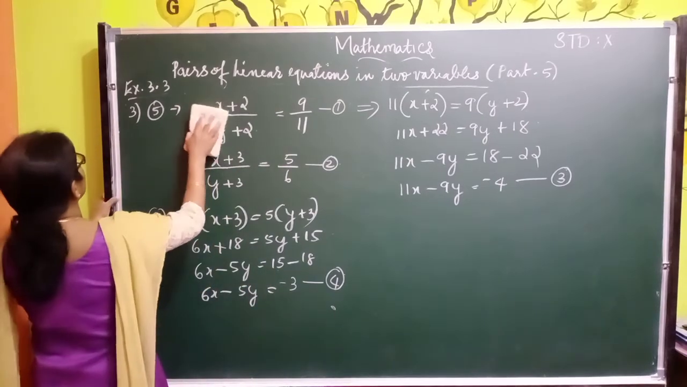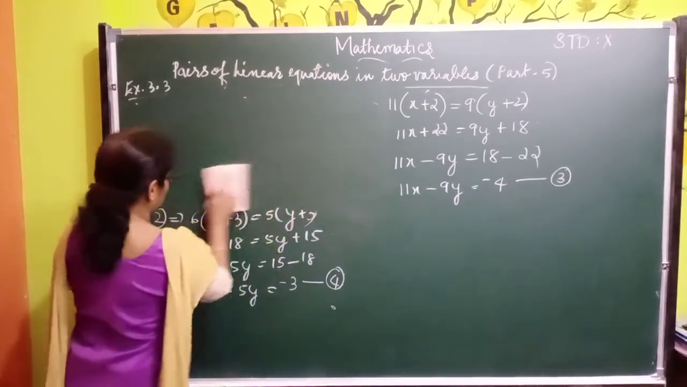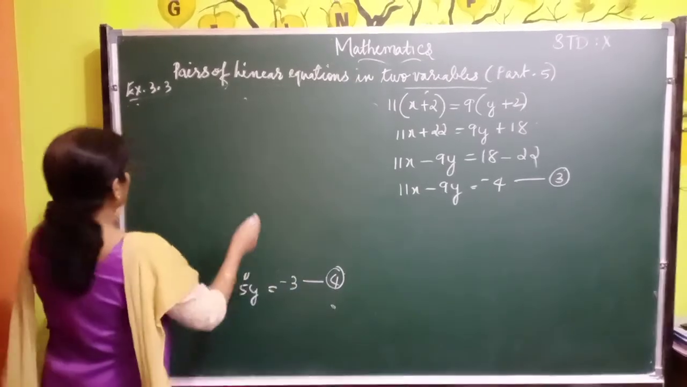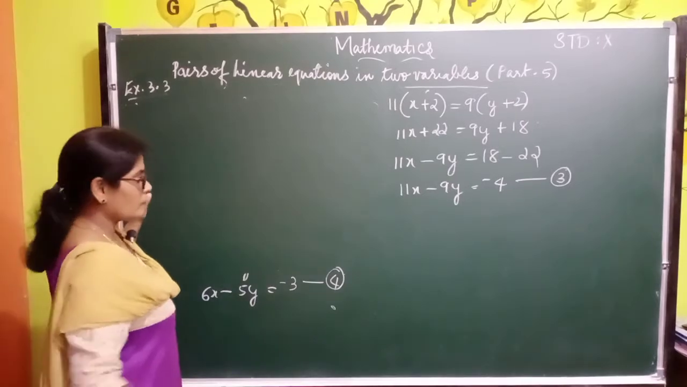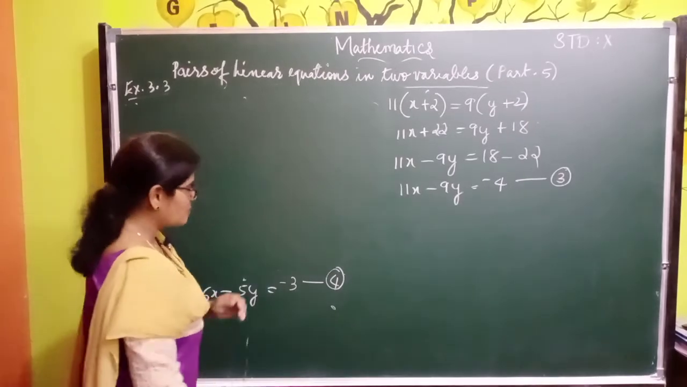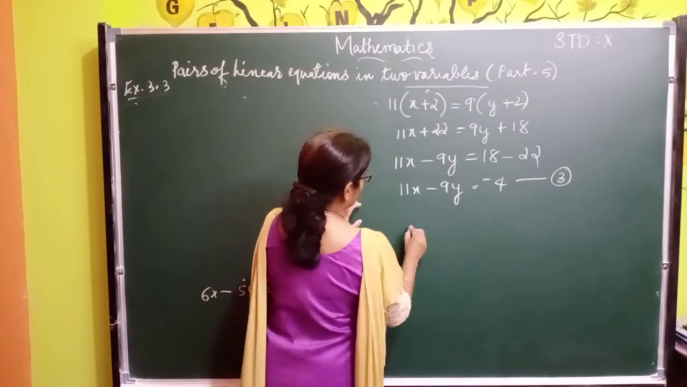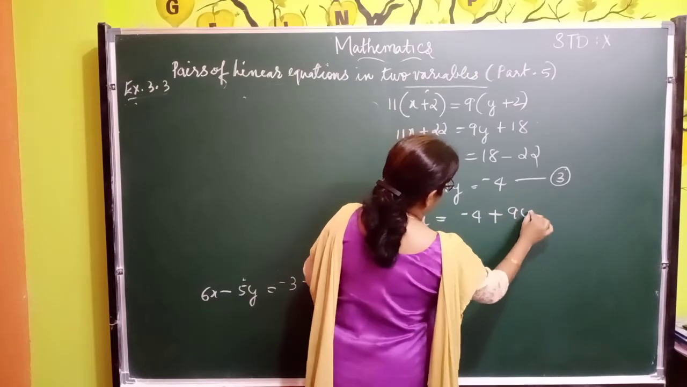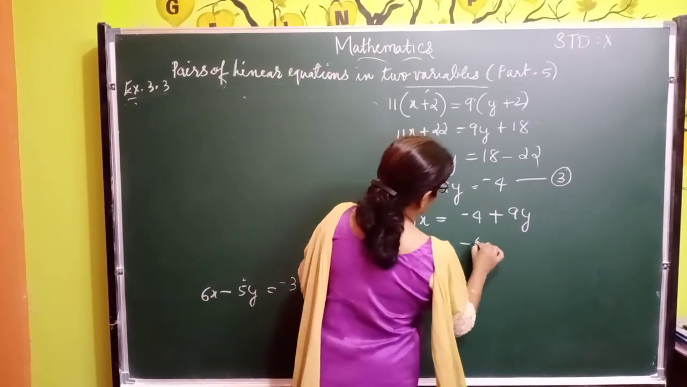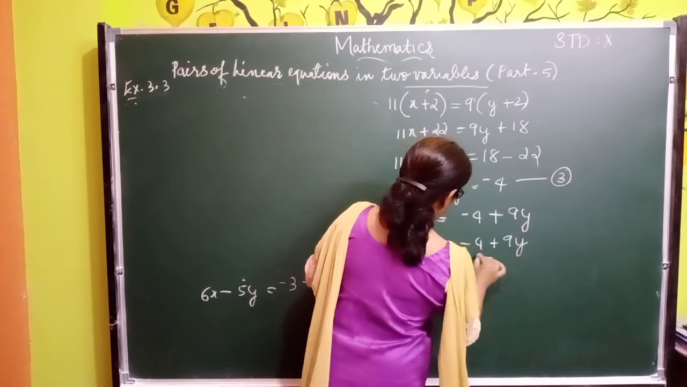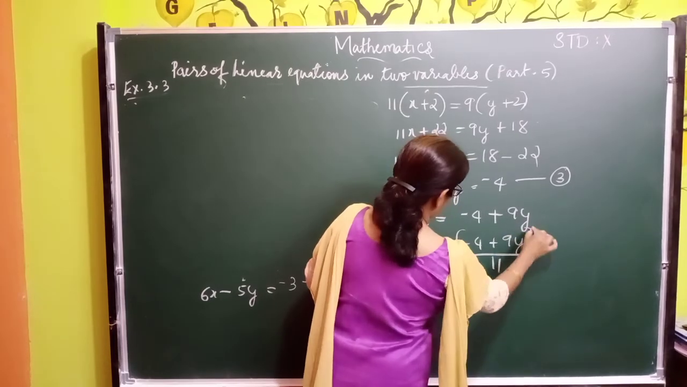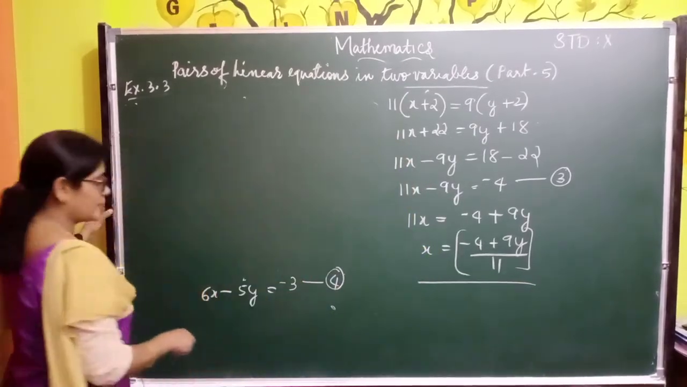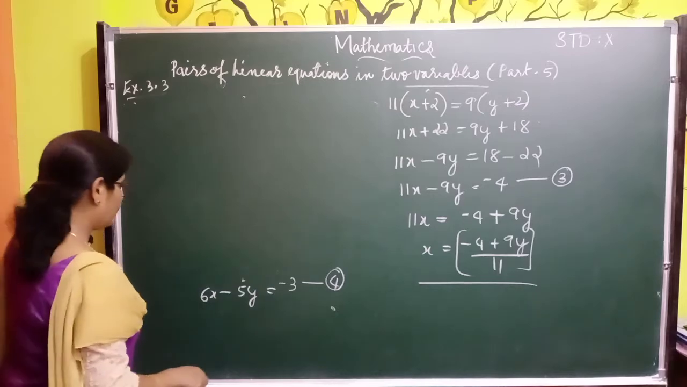You want me to do? Okay, I'll show you. So, let us replace this one. 11x is equal to minus 4 plus 9y. x is equal to minus 4 plus 9y by 11. Okay. So let us substitute x in equation 4.